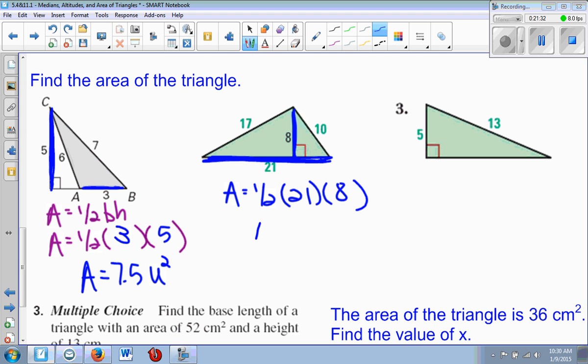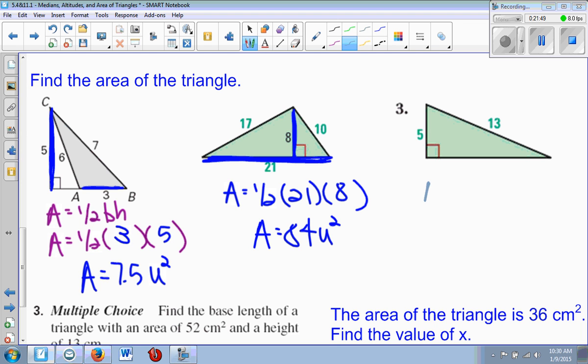So if we multiply 1/2, 21, and 8, we get a value of 84. And again, I'm going to put u squared so that if there were units in the problem, I would remember to include the units. The last one is a right triangle.